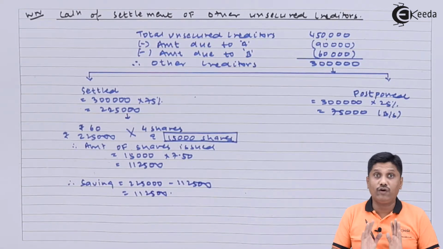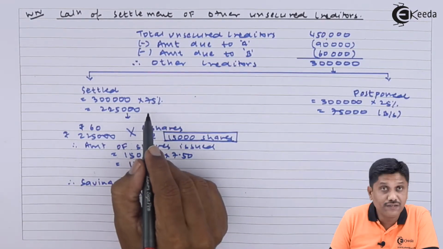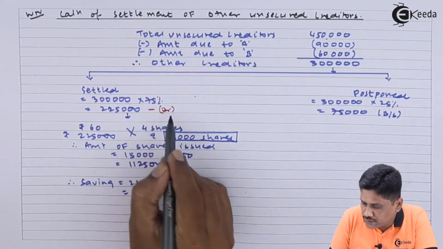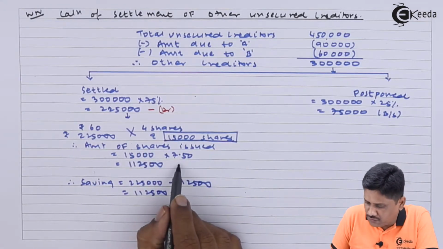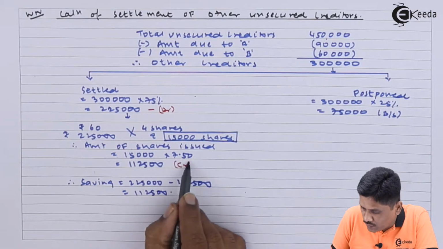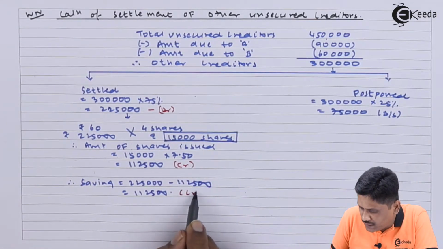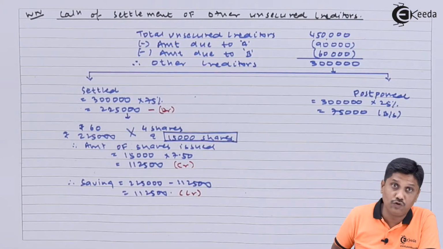So let us decide what will be our entry. Our entry will be creditors or unsecured creditors account debit 2,25,000, equity share capital account credit 1,12,500, and capital reduction account credit 1,12,500. So my entry is ready for this. So let us go back to the entry.